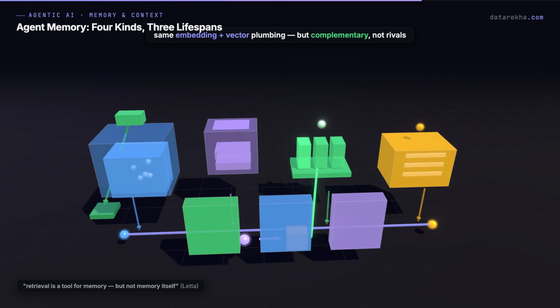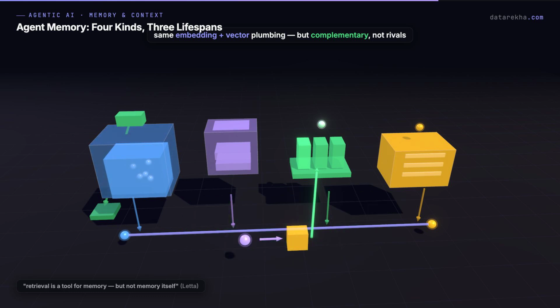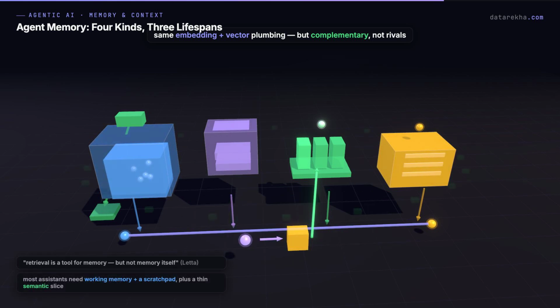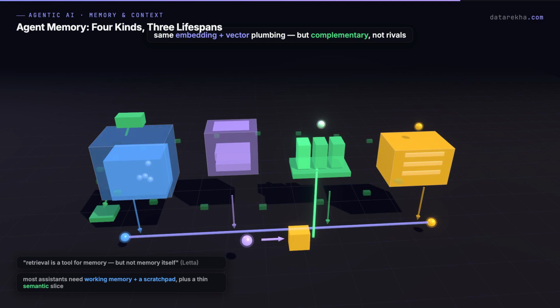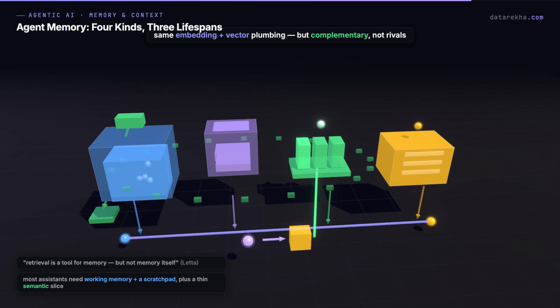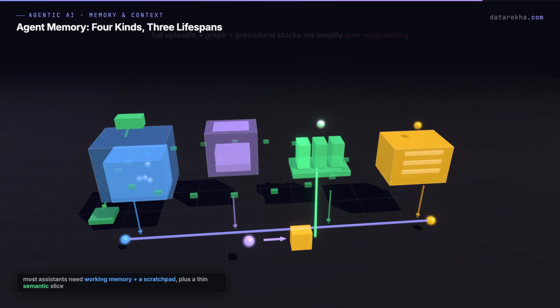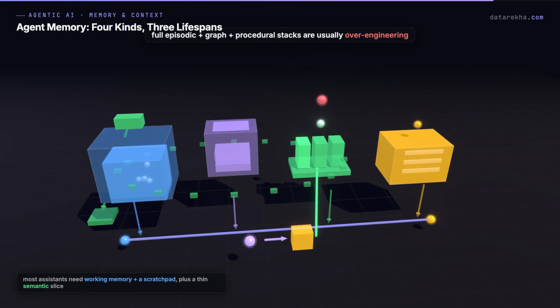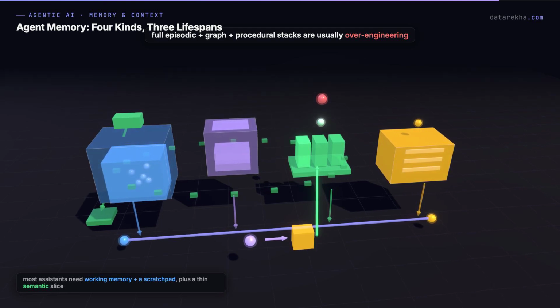Here is the uncomfortable thesis the lesson lands on. Most assistants need working memory, a good context window, and a scratchpad, plus at most a thin slice of semantic memory for user preferences. Full episodic plus semantic plus graph plus procedural stacks are real and sometimes essential, but for a typical assistant, they are usually over-engineering, paying cost, latency, and a governance burden the use case never recoups.